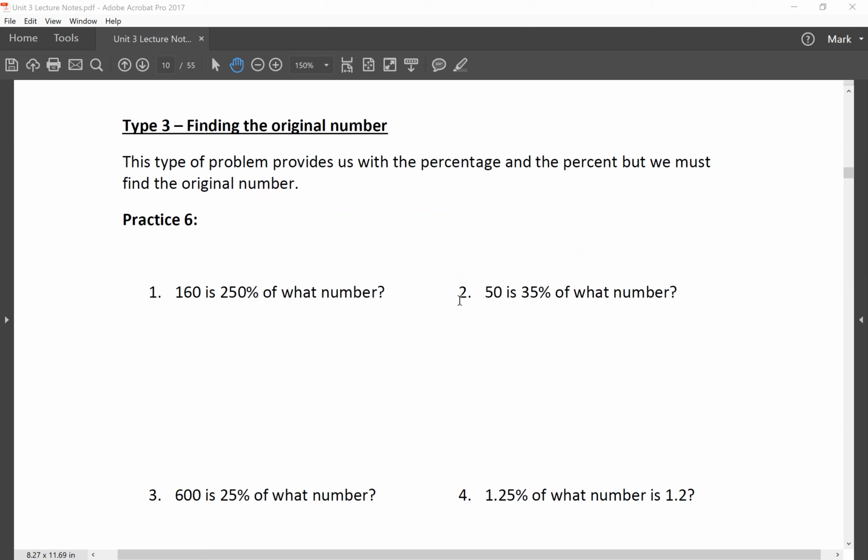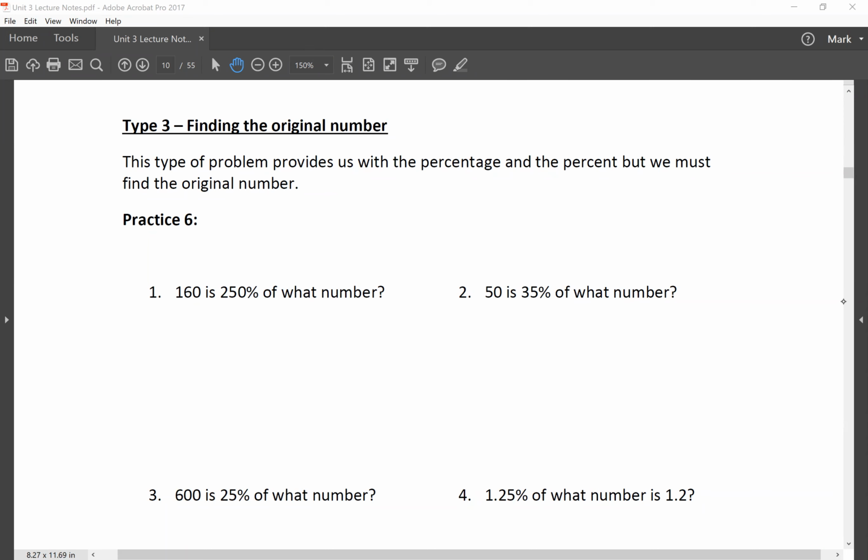160 is 250% of what number? Now, again, at 8:30 in the morning, could be tough to think about this. 160 is 250% of what number? So, what do you put on the numerator? What do you put on the denominator? What do we multiply? Well, the easiest thing is to turn this into an equation.